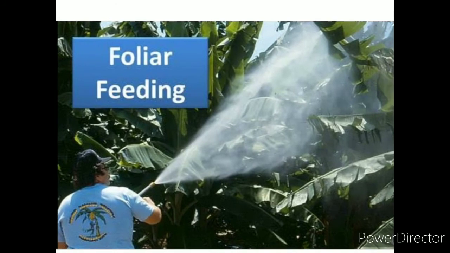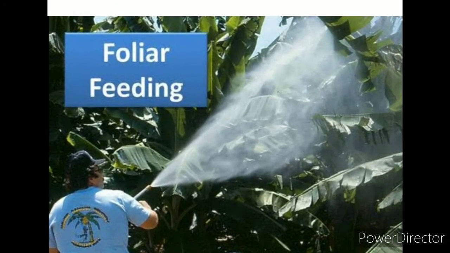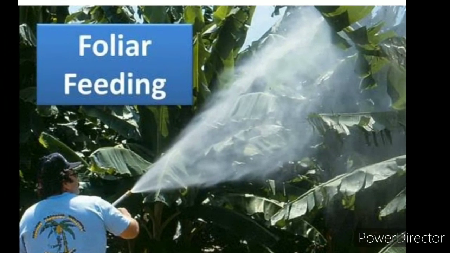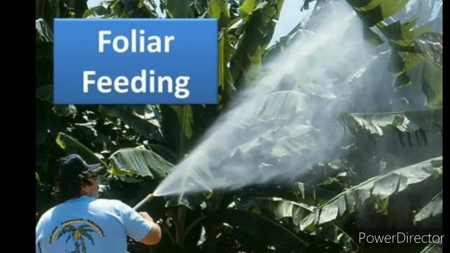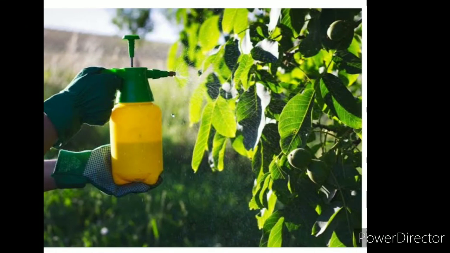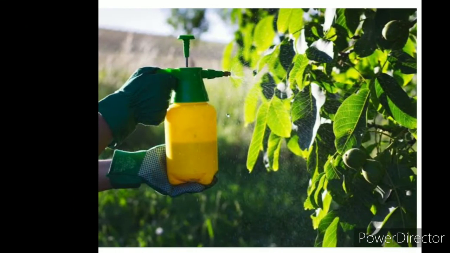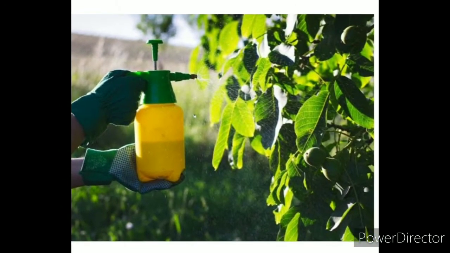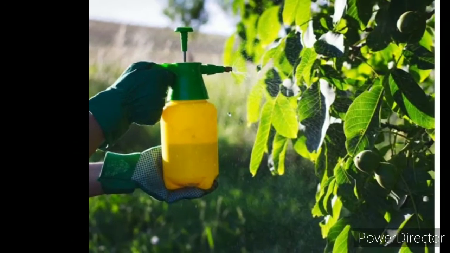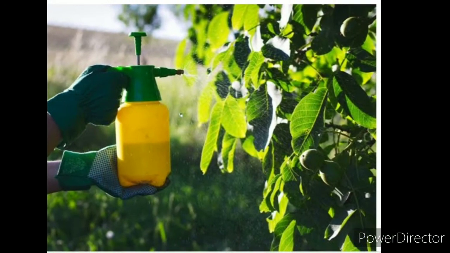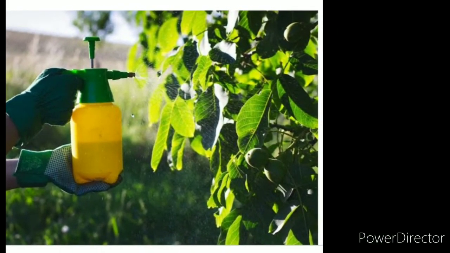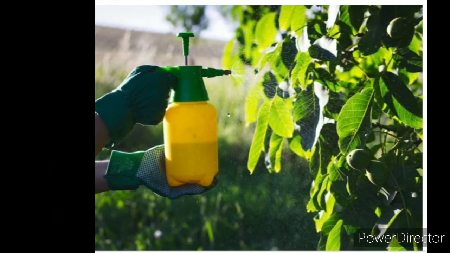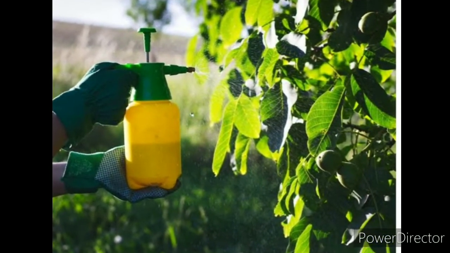Next is foliar sprays. What do you mean by foliage? Foliage means leaves. Foliar feeding is a technique of feeding plants by applying liquid fertilizer directly to their leaves. Plants are able to absorb these essential elements through the tiny holes called stomata in their leaves. This foliar feeding is generally done in the early morning or late evening.